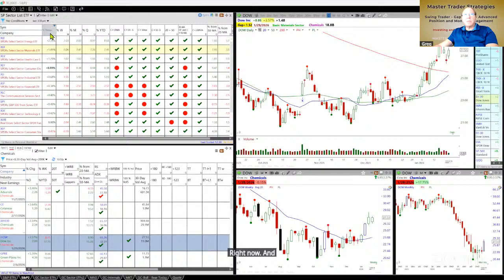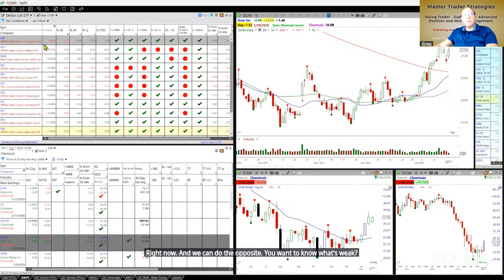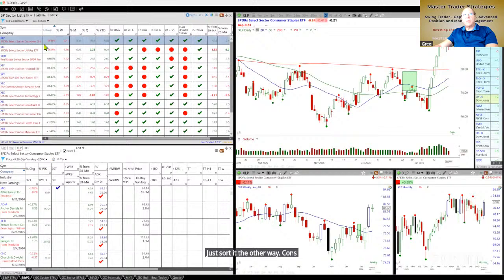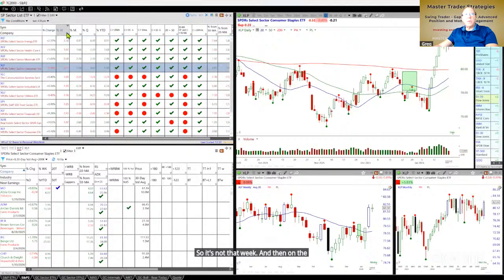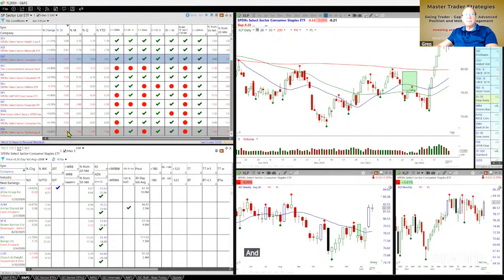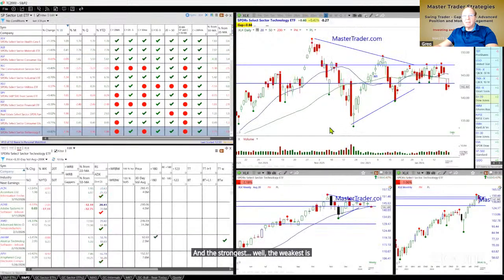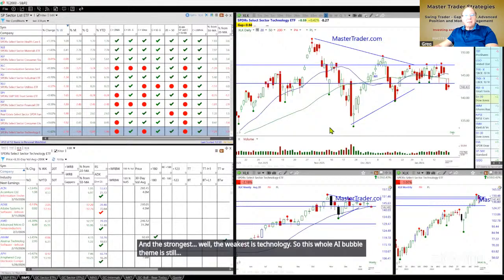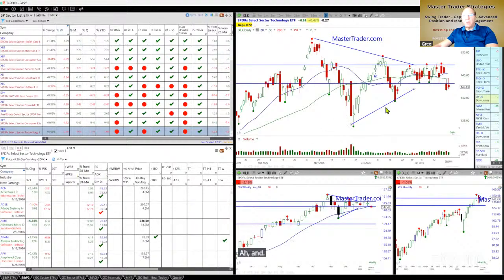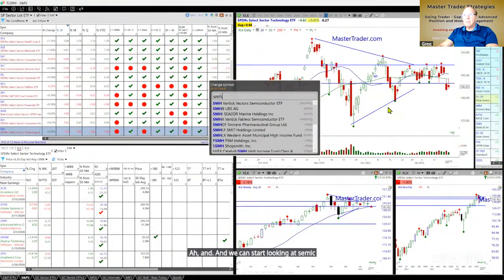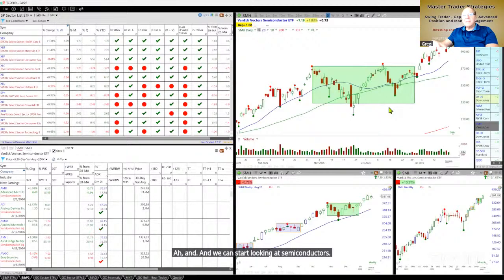And we can do the opposite. You want to know what's weak? Just sort it the other way. Consumer staples are weak today, but it's only down 0.5%. So it's not that weak. And then on the weak, what's the weakest and the strongest? Well, the weakest is technology. So this whole AI bubble theme is still in play, right? And again, we could start looking at semiconductors. So within technology, semiconductors are still doing well.